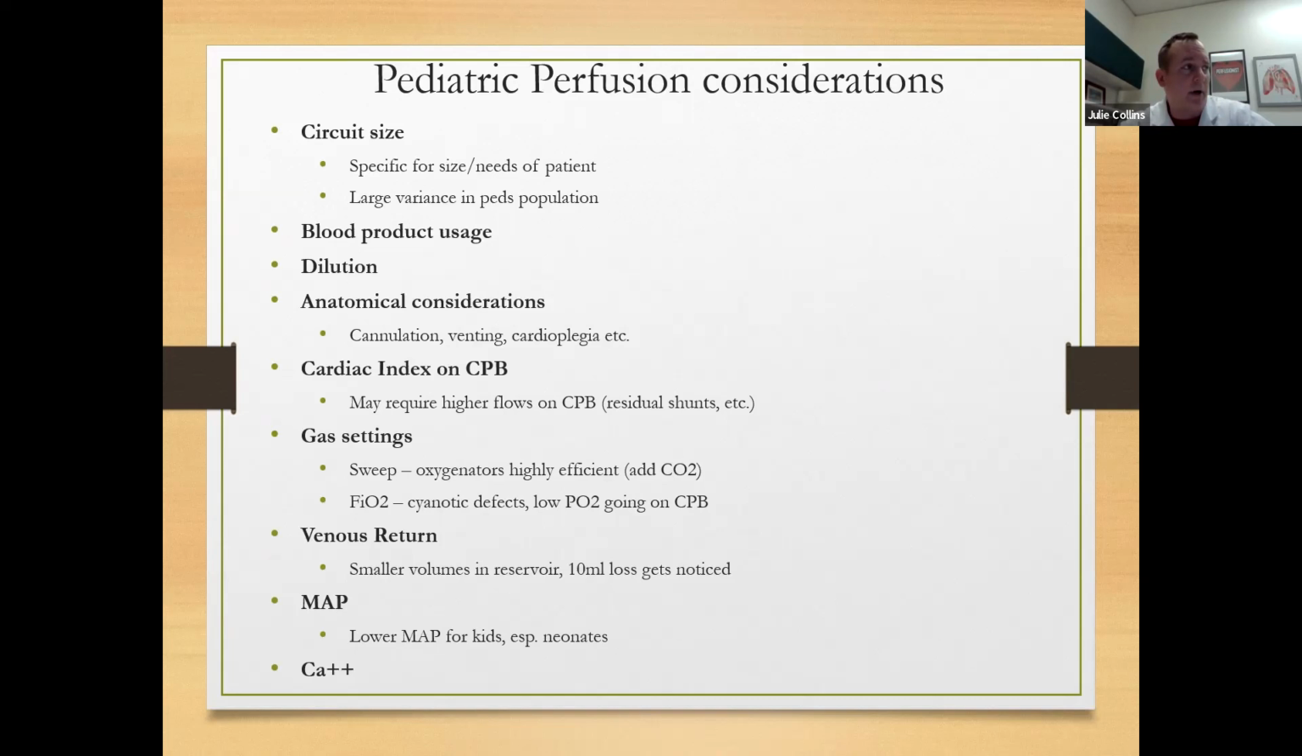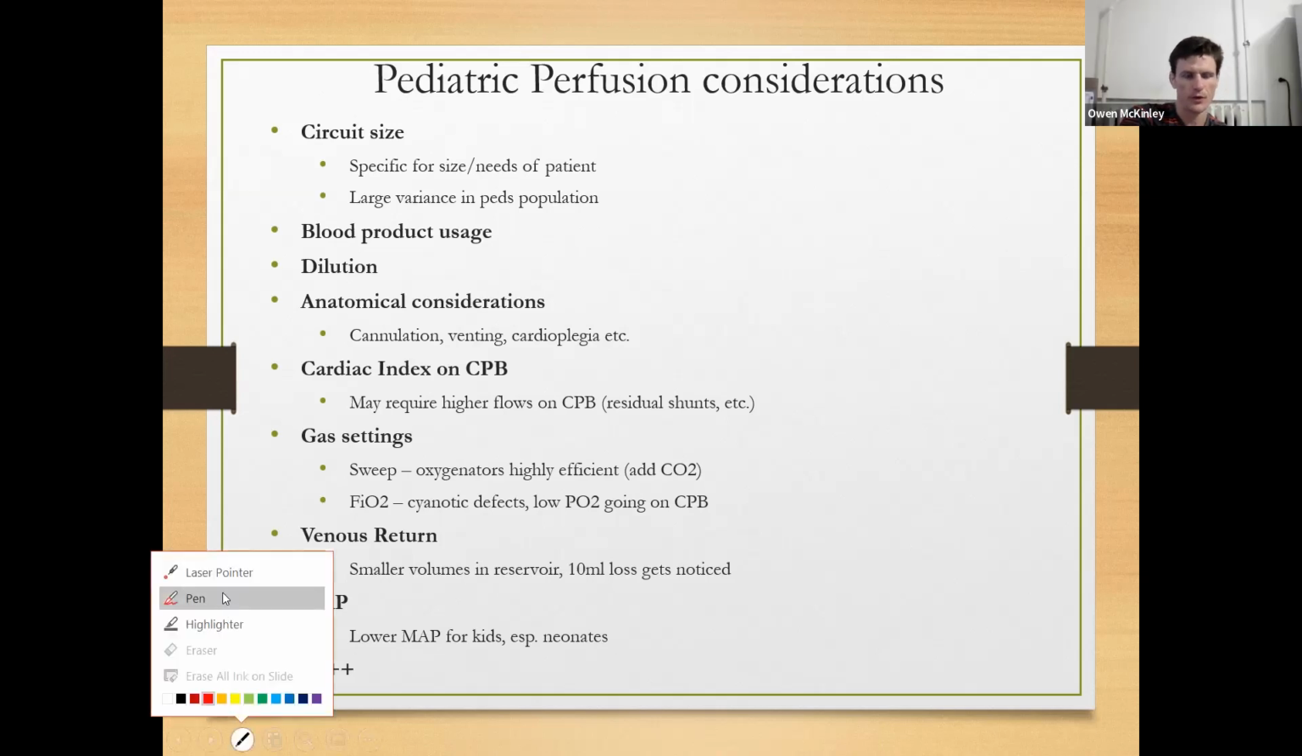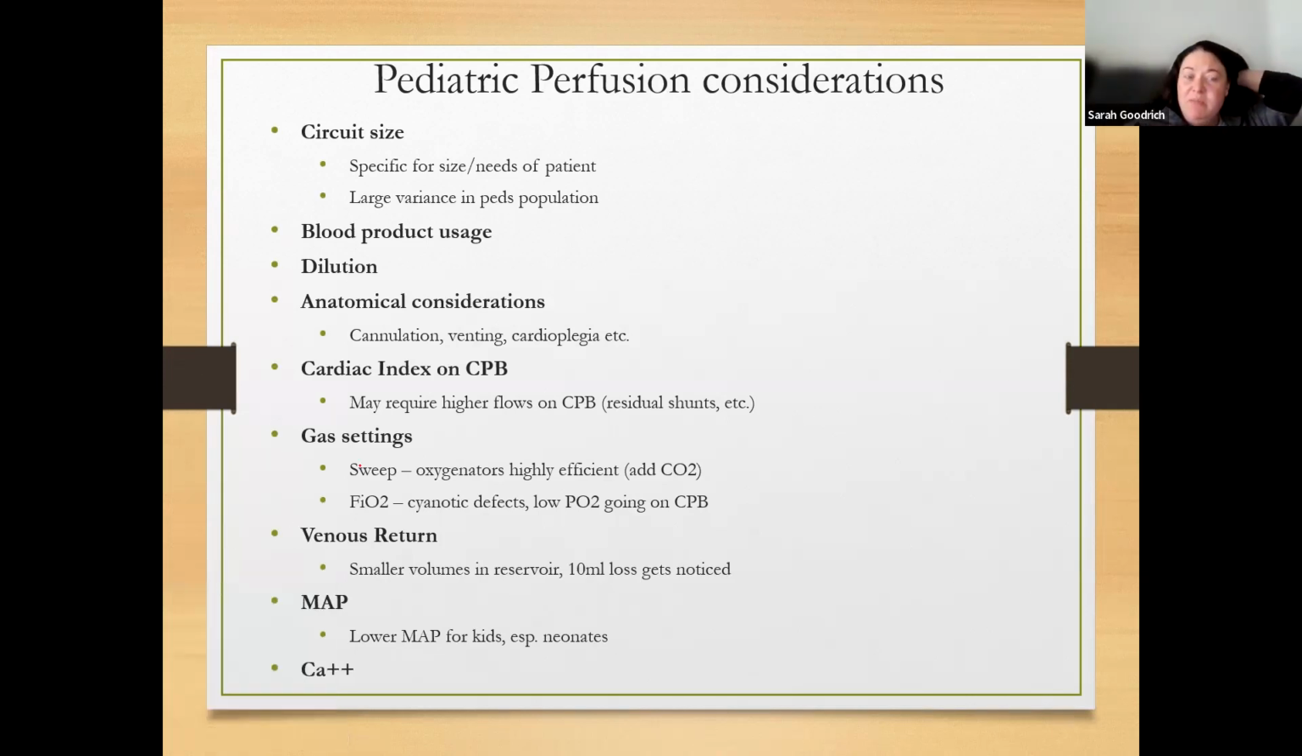Why might we target higher cardiac indices in peds patients? They need more perfusion because they're utilizing more oxygen as they grow. Okay, I would say the younger the patient, the more metabolic they are. Residual shunts, if they have persistent fetal circulation, that could steal flow away systemically. So we have to flow higher to kind of counter that steal.